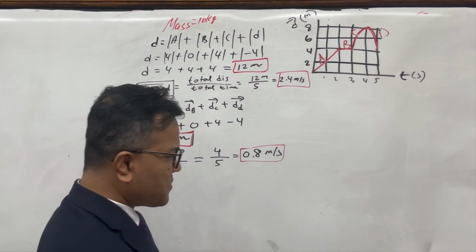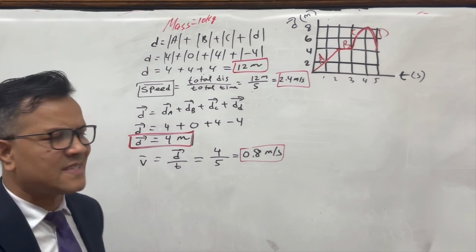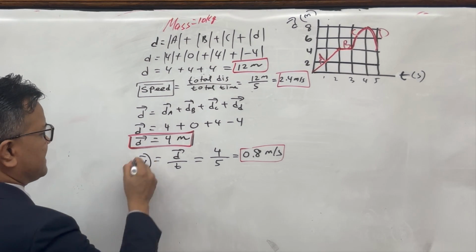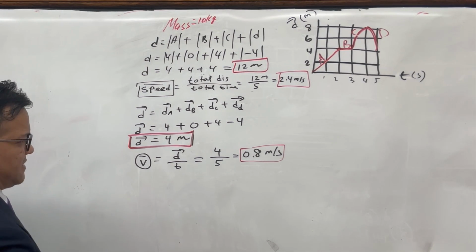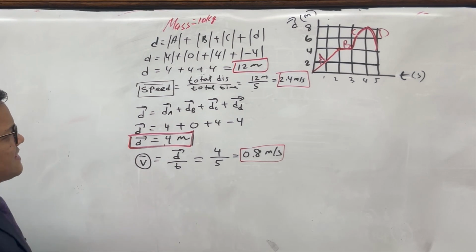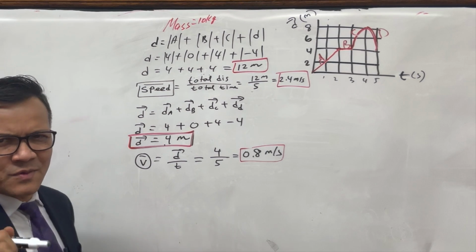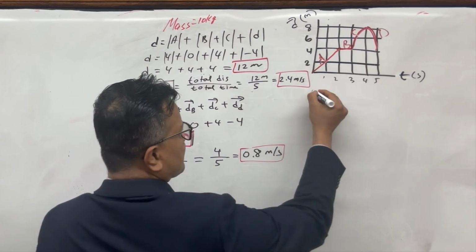Now let's see whether they make sense, right? Because the area under the VT graph would be what? 4. And the area under the ST graph would be 12. And let's see whether we can prove that.